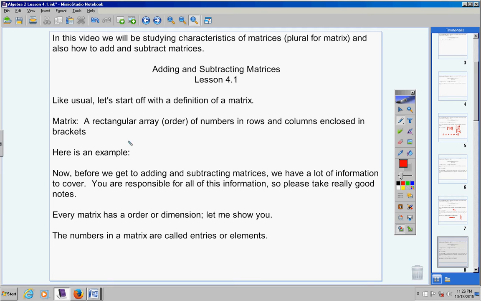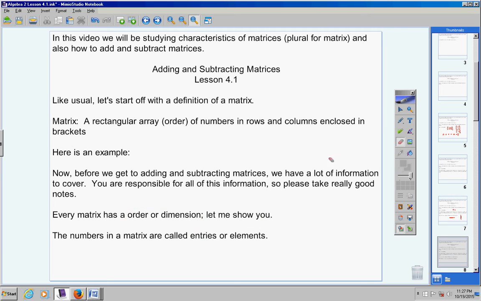Now I want you to get used to both of these words here. The textbook we're using uses the word order, I believe, but either one is fine. I want you to be used to both of these words. I believe the textbook we're using uses the word entries, but be used to both of these words.